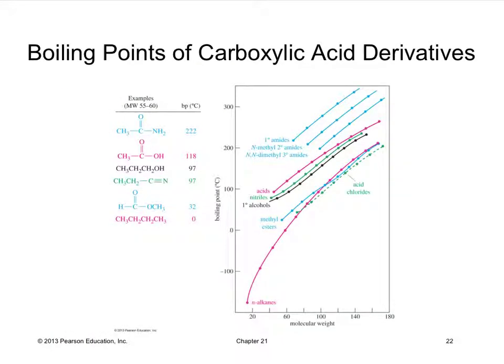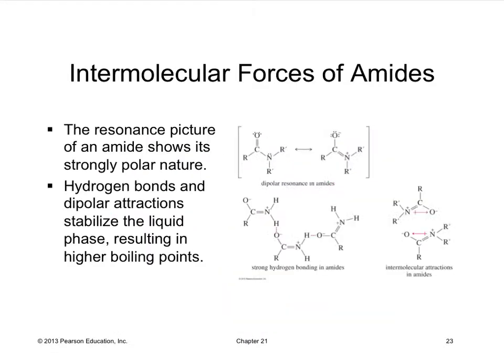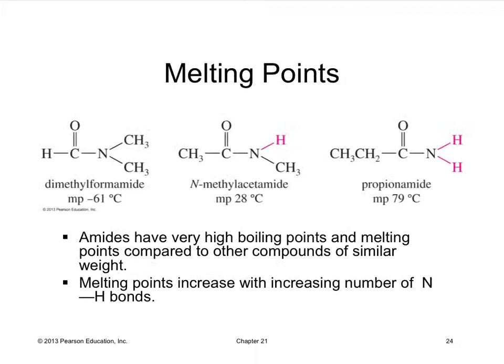In terms of boiling points of carboxylic acid derivatives, amides have the highest boiling points, and primary amides are higher than secondary, then tertiary. These are followed by the carboxylic acid series, then nitriles, then alcohols, and then you have the methyl esters, and then alkanes and acid chlorides sort of on the same line. Intermolecular forces: in amides, the resonance picture shows that they're highly polar. As a result, they hydrogen bond, and that results in higher boiling points.